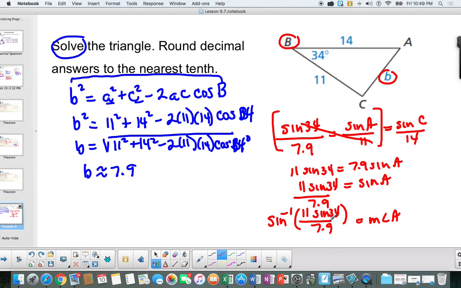Sine inverse, and 11 sine of 34 divided by 7.9, and I'm going to get this to be approximately 51.1 degrees. So angle A is approximately 51.1 degrees. Then I subtract from 180 those two angles. And for angle C, I'm going to get 94.9 degrees. And this is called solving the triangle.